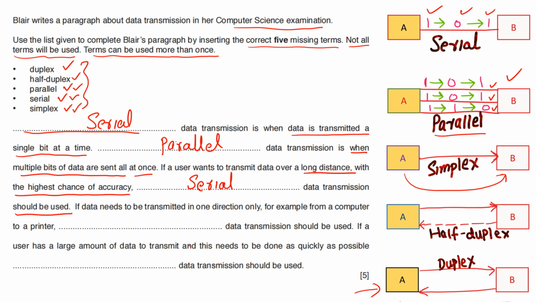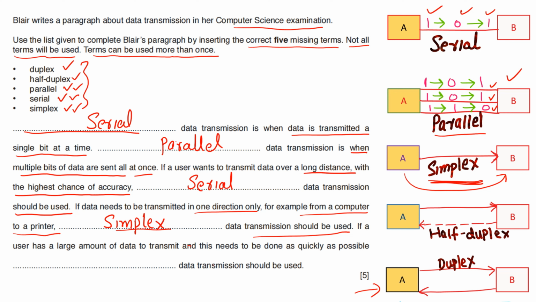Okay, next one: if data needs to be transmitted in one direction only, for example, from a computer to a printer, dash data transmission should be used. So we know in the case of sending data in only one direction, we can use simplex data transmission, because in simplex, we can only send data from A to B, but not from B to A. So the correct answer is simplex.